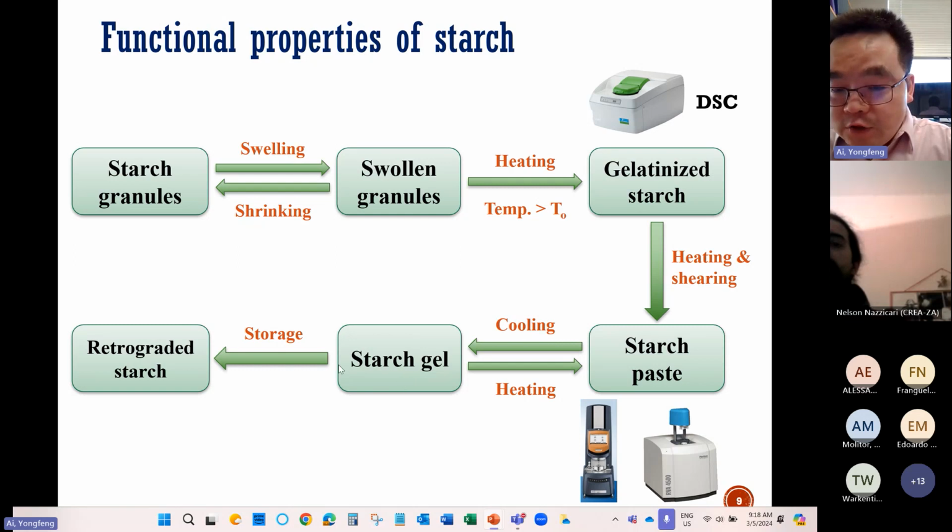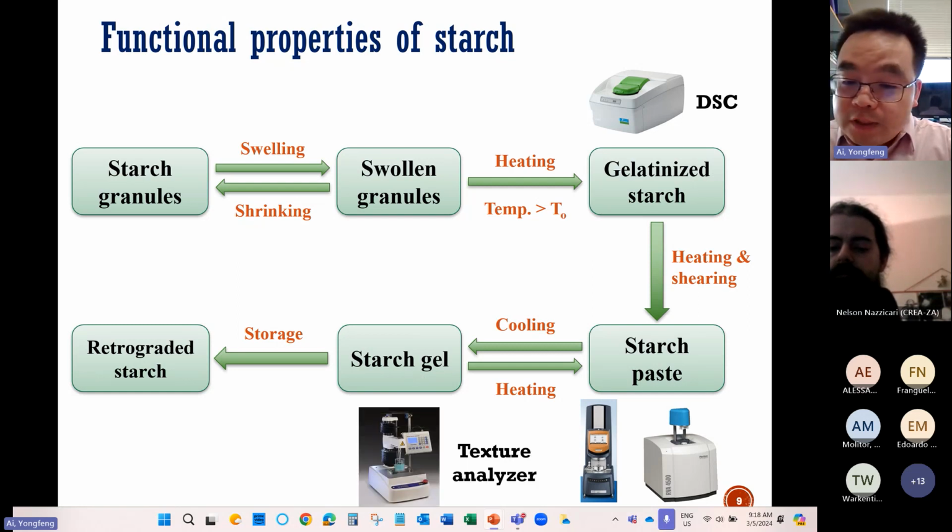And for the starch gel, if we heat it in water, it can go back to starch paste. So this step is also reversible. To determine the strength of the gel, we can use a texture analyzer, but definitely we can also use a rheometer to determine the rheological property of the gel.